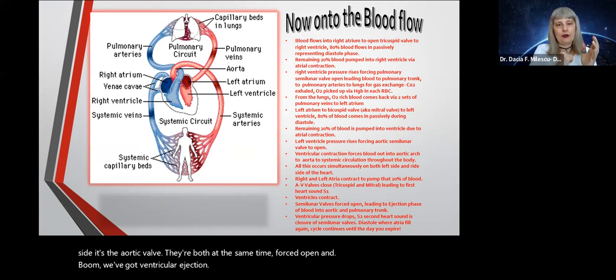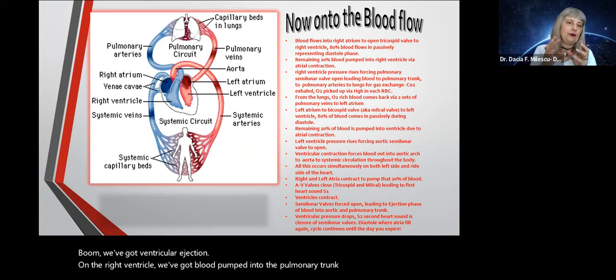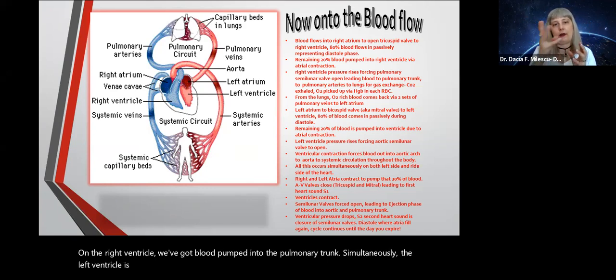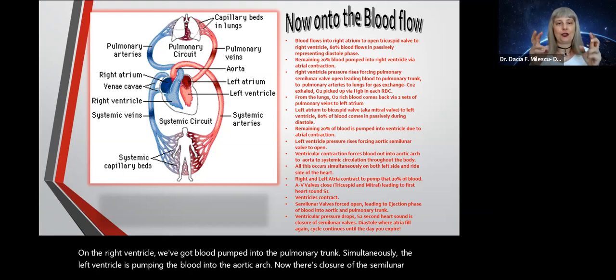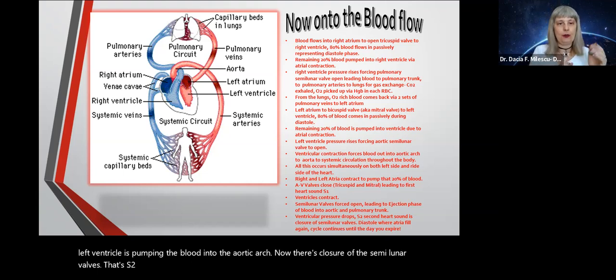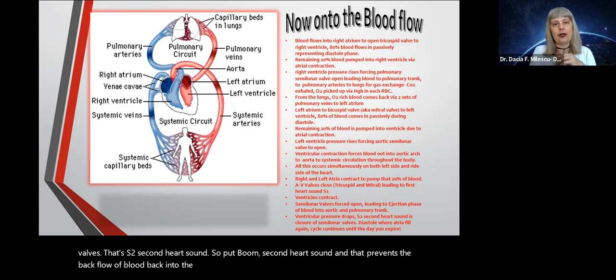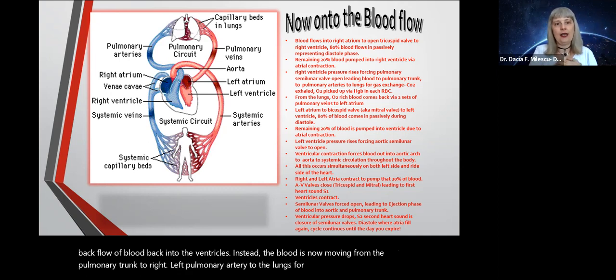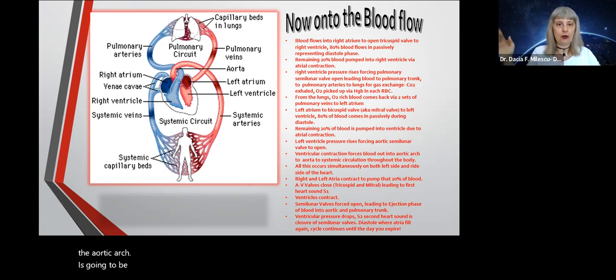On the right ventricle, we've got blood pumped into the pulmonary trunk. Simultaneously, the left ventricle is pumping the blood into the aortic arch. Now there's closure of the semilunar valves. That's S2, second heart sound. So boom, the second heart sound, and that prevents the backflow of blood back into the ventricles. Instead, the blood is now moving from the pulmonary trunk to the right and left pulmonary arteries to the lungs for reoxygenation. And the blood in the aortic arch is going to be delivered via the aorta.